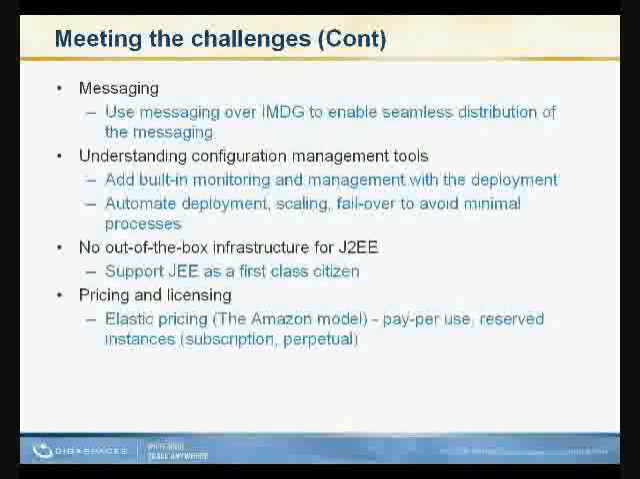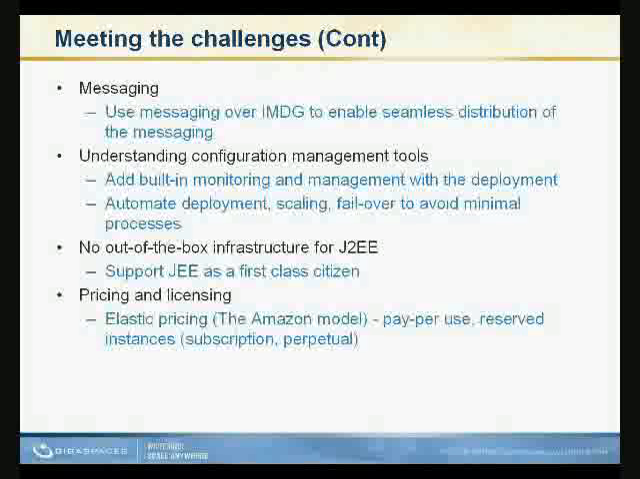I think the most important one is also the out-of-the-box infrastructure for J2EE, and obviously I believe that the infrastructure in the cloud should support J2EE as a first-class citizen. That's pretty obvious. From a pricing and licensing model, I think that Amazon's elastic pricing would eventually become the model in which pricing is dealt with in the cloud, and most enterprise products and users would basically align to that. So that's the way I think it will go.